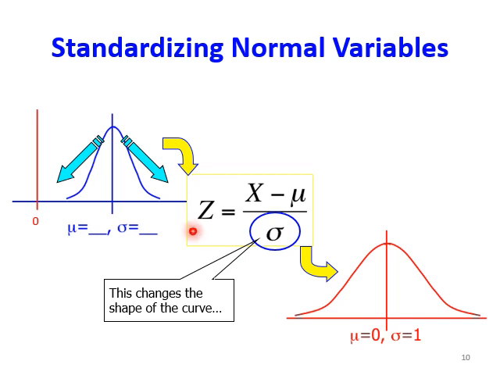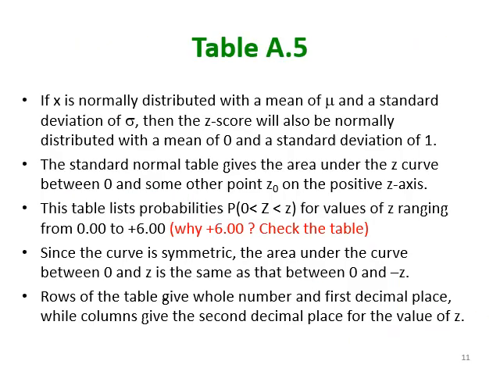We obtain the z-score, and then we can use the standard normal table to find areas or probabilities without having to evaluate the complicated function that we have seen. Now, after we have obtained the z-score, we have a standard normal random variable. Let's get introduced to the table, which is table A.5 in your textbook. How does it look and how can we use it?